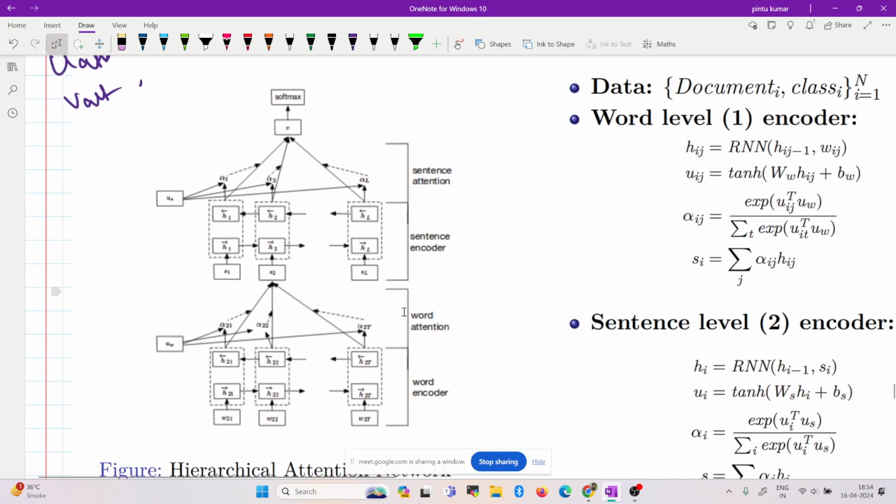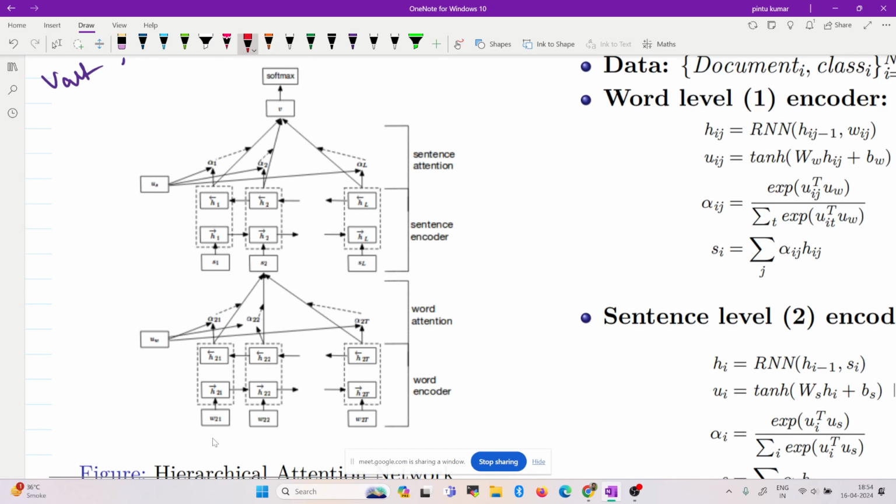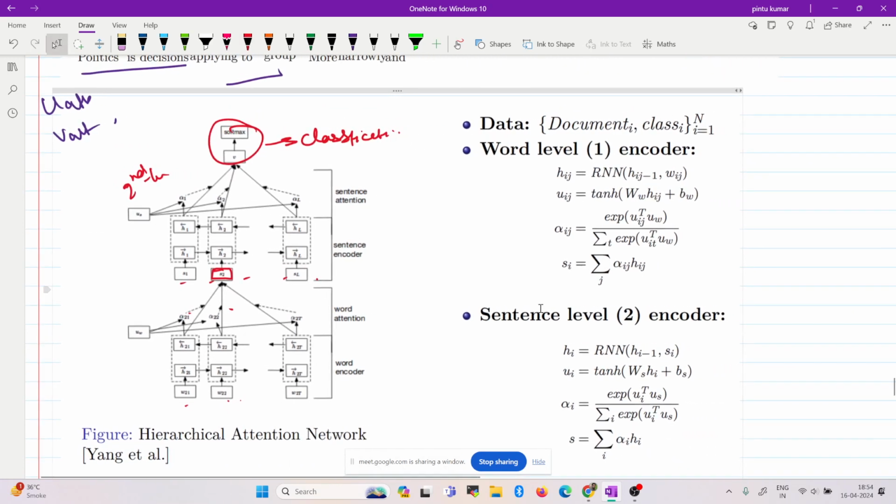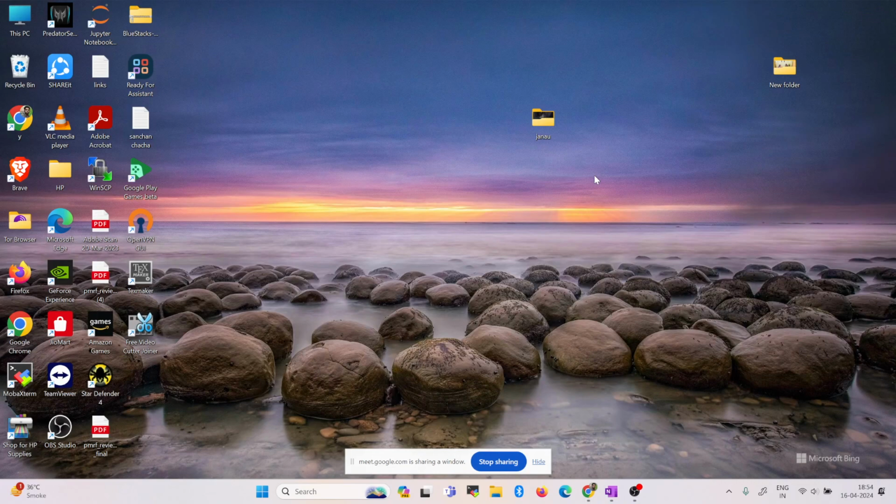Okay. So this is your input word W2, W1. You have one hierarchy at this level. This is your word encoder, so you have attention over here. Now you have obtained your sentence representation. You have different sentences, and now again you have a second level of attention. And finally you have some softmax if you are doing some classification. This is just a mathematical way of writing it.